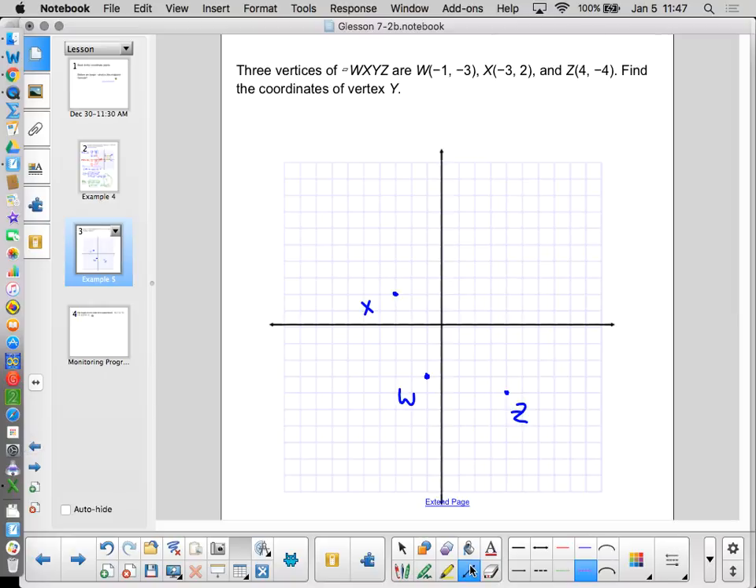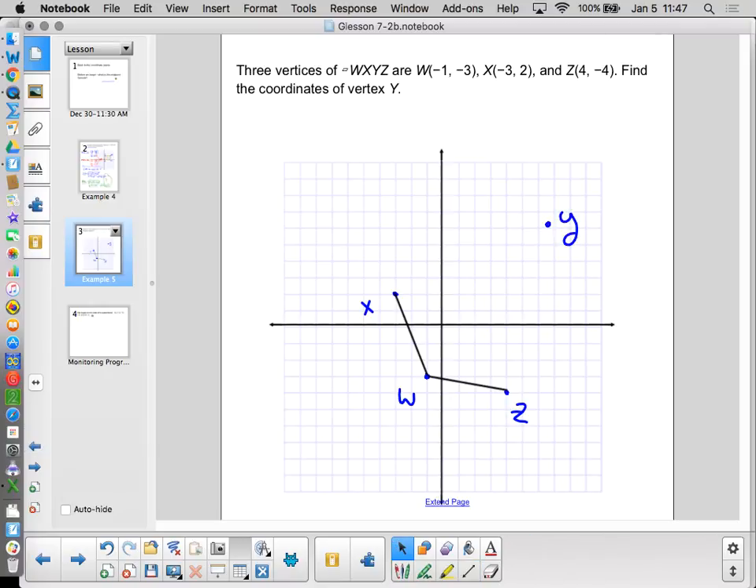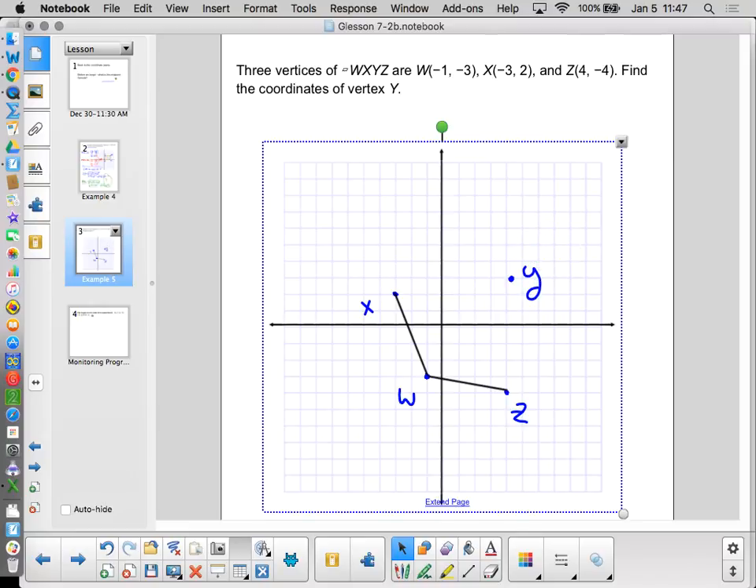So I draw on the sides that I know. And what do I know about parallelograms? What's special about them is that opposite sides are parallel and congruent. Y has to be somewhere. I'm not sure where, but we know that Y has to be somewhere over here in order to make that reasonable. But I'm not exactly sure where.